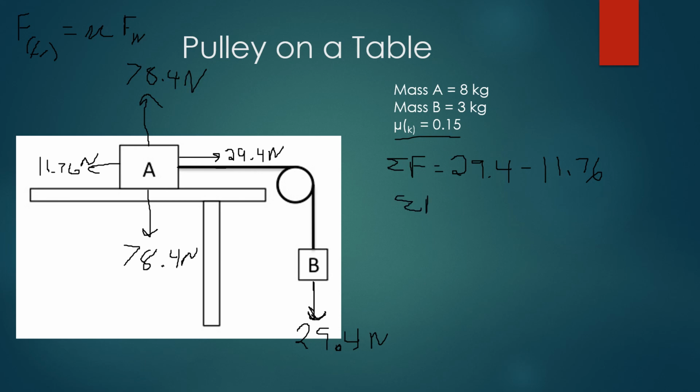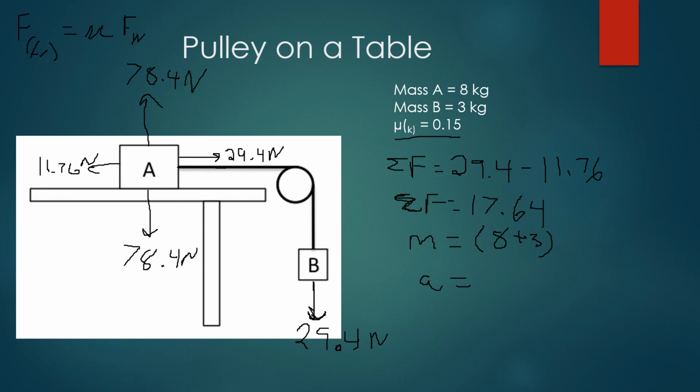So the net force is 17.64. Nice. That's the net force that's acting on this. So we need to get the acceleration. To get the acceleration, we have to add the masses. The masses are 8 and 3, which is 11. So the acceleration is net force divided by mass, so 17.64 divided by 11.